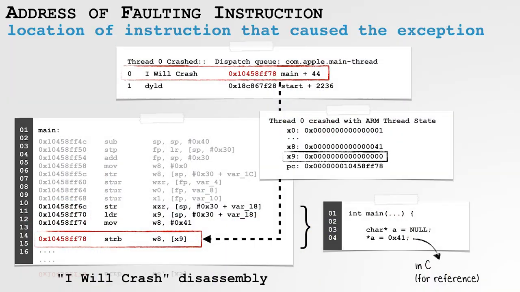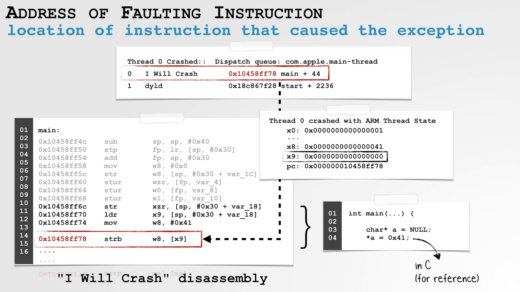Finally, we have the address of the faulting instruction. I've mentioned the faulting instructions a few times. It's basically the actual line of code, essentially, that triggered the fault. This is normally where I start, and then in some cases, work backwards.